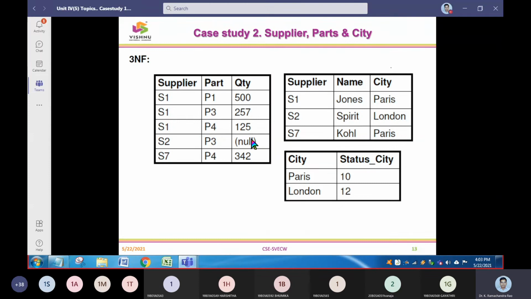Now, let us extend this to third normal form. When we work with the third normal form, we need to meet 3 conditions. What are the conditions? First, it must be in second normal form. Second, no transitivity dependency. Third, we can go with foreign key.